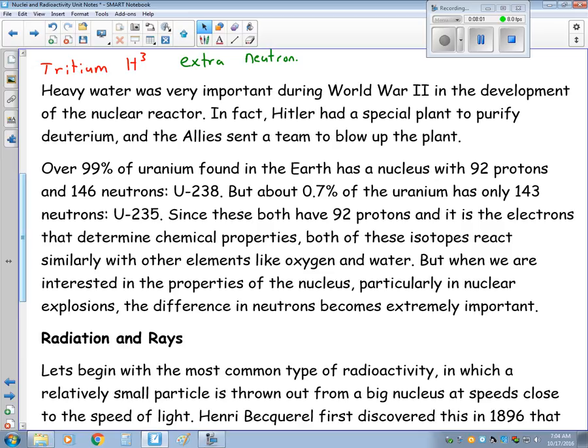So both of these isotopes react similarly with elements like oxygen and water. However, we're interested in the properties of their nucleus, specifically when we talk about nuclear explosions. And the differences between uranium-235 and uranium-238, those differences in neutrons, become very, very important.